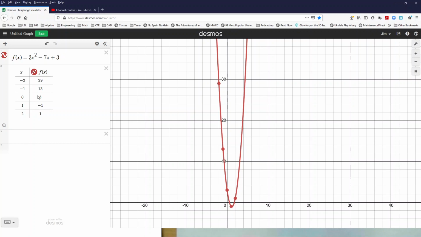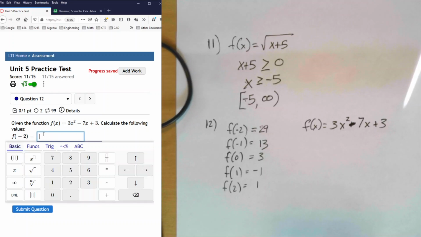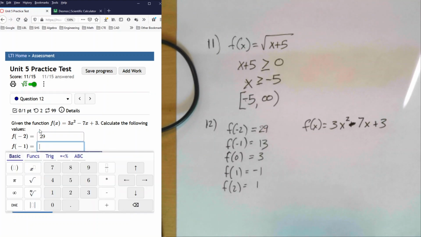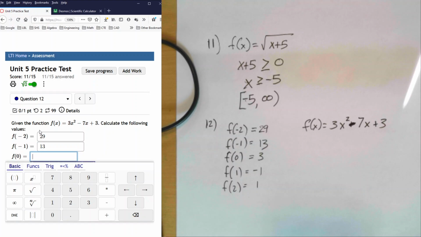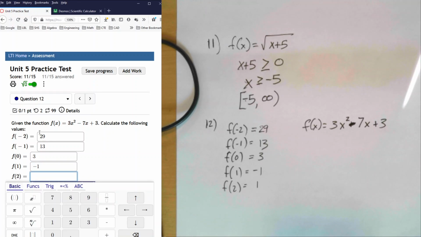All right, so now I can switch back to my problem and fill that table out. So this is going to be 29, 13, 3, -1, and +1.